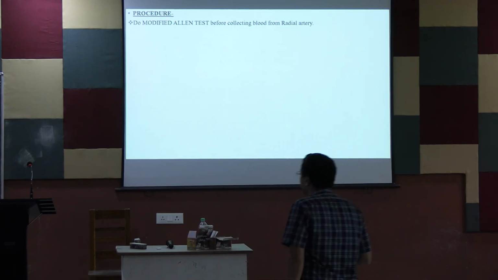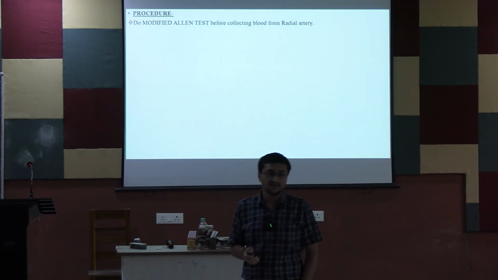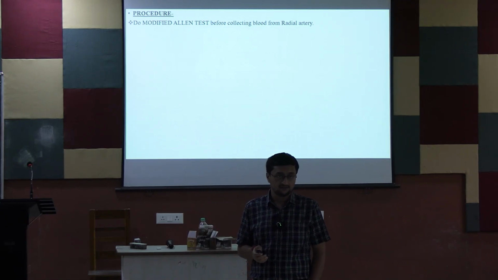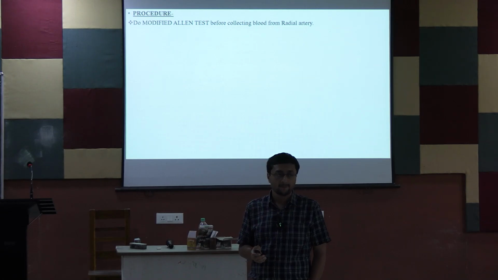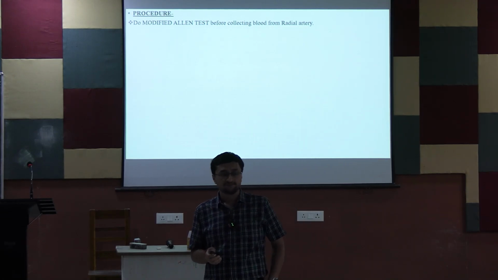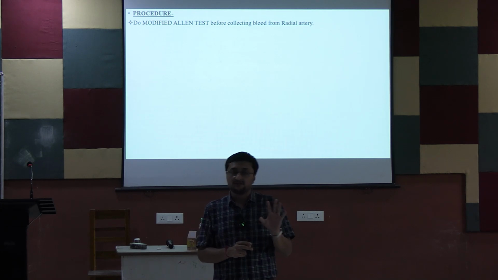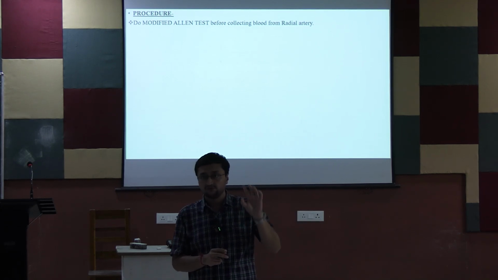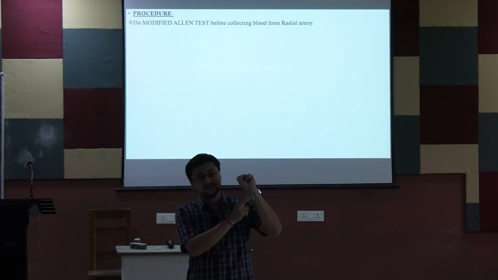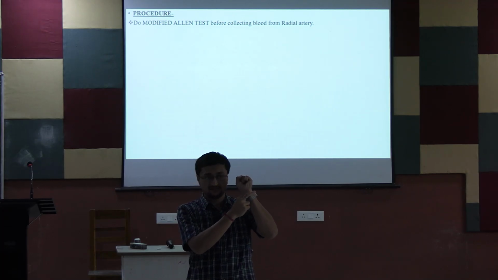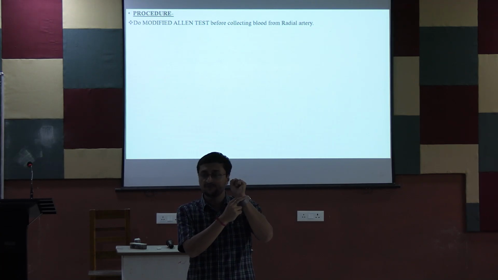So how to do that? The test is called the modified Allen test. Have you heard about this modified Allen test? How to do that? Any idea? First, ask the patient to clench the fist. This is the radial and this is the ulnar artery. Compress both arteries simultaneously for a few seconds. Unclench the fist.